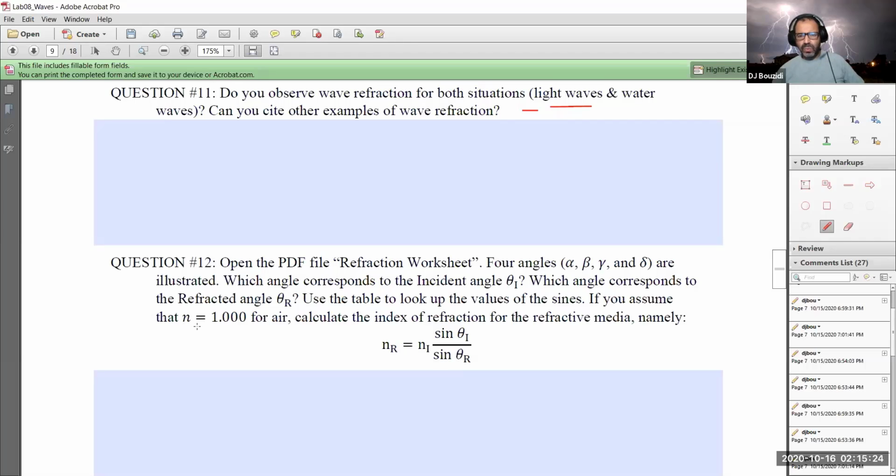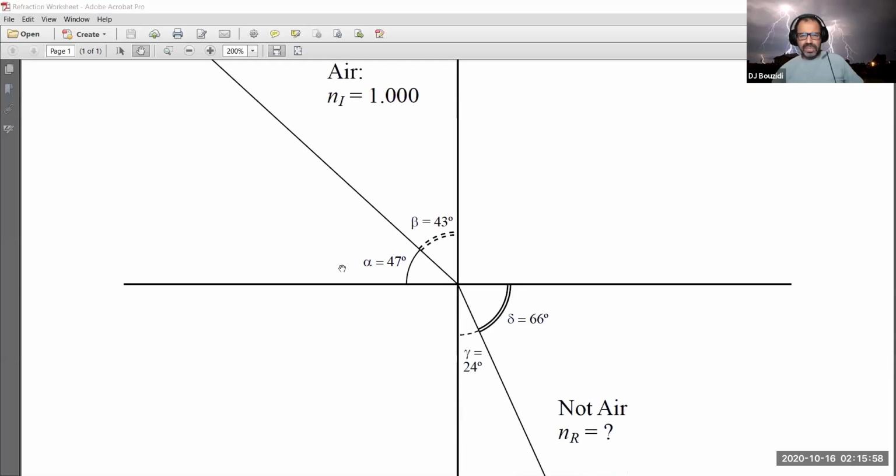And given that n_i is equal to 1, so this number is 1, since you know what the angles are, you're supposed to find their sines, and from there determine the index of refraction of the material. Calculate the index of refraction. So let's open that file. Let me stop sharing this one and go to it. I think I had it open already. Here it is. So alpha is 47 degrees, beta is 43 degrees, gamma is 24 degrees, and delta is 66 degrees. Which one is the angle of incidence in here?